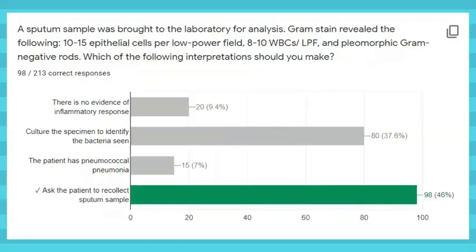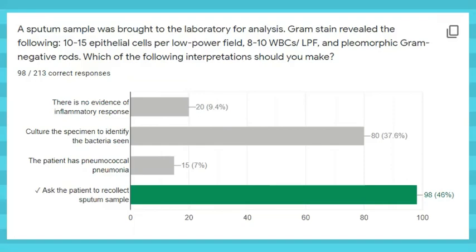Next. A sputum sample was brought to the laboratory for analysis. Gram stain revealed the following: 10 to 15 epithelial cells per low power field, 8 to 10 WBCs per LPF, and pleomorphic gram negative rods. Which of the following interpretations should you make?